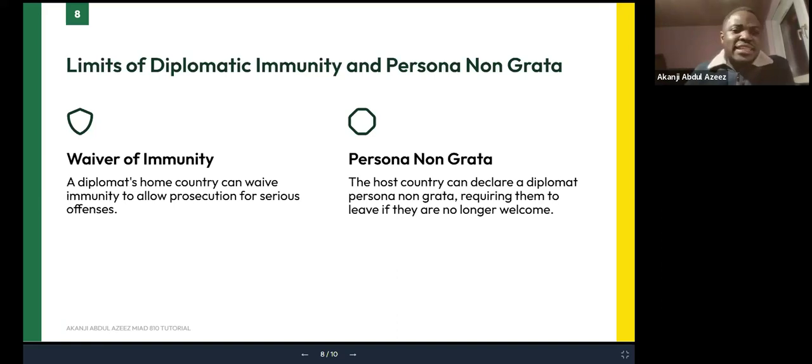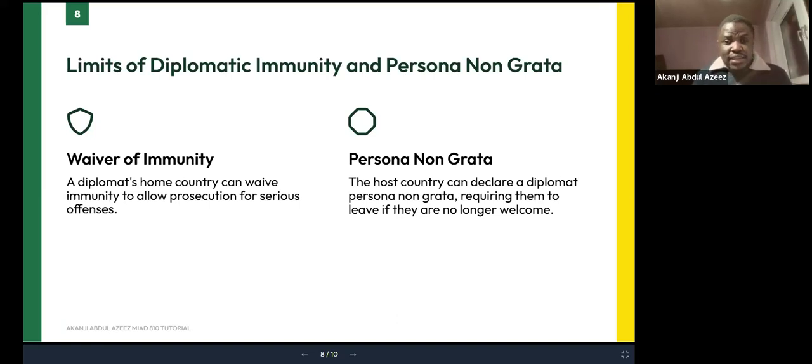Now, limits to diplomatic immunity. We have two limits. Even though we say that they have immunity, there is limitation to this immunity. So they have strong protection, but there is still a way to deal with misconduct, because we've seen cases whereby diplomats drive a car and go and hit a person and the person died.